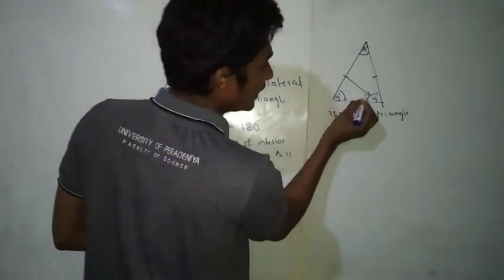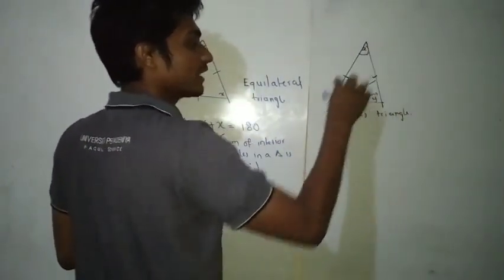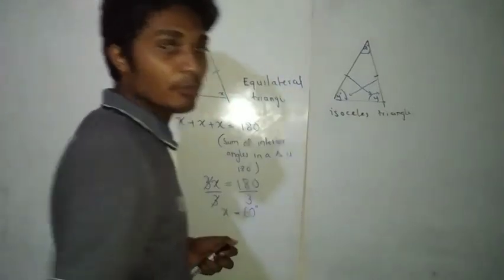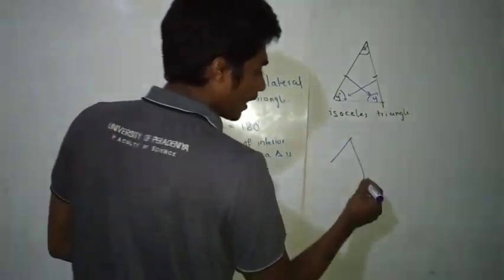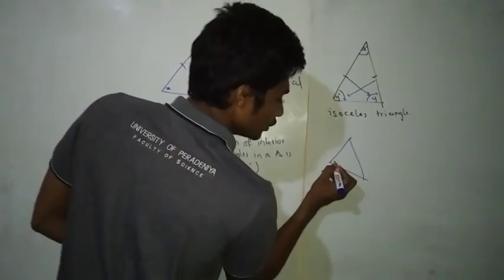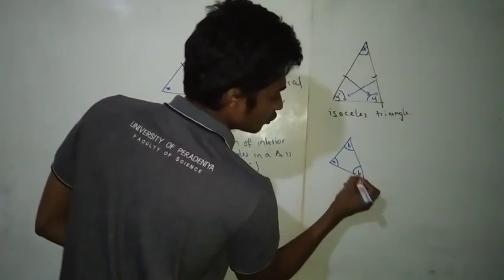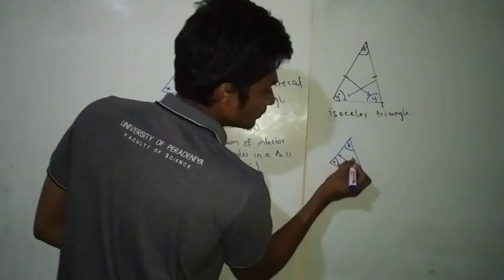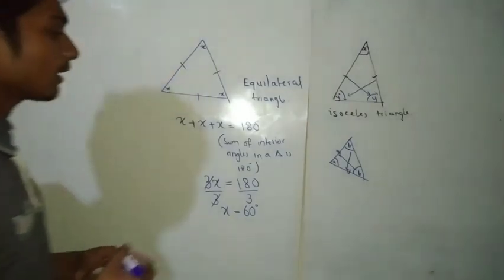Straight opposite to this side you have an angle, straight opposite to this side you have an angle, and if these 2 sides are equal, these 2 angles are also equal. Similarly, the vice versa is also going to happen. Suppose if you have a triangle, if this is A and if this is B and if this is also B, then the side opposite to this B and the side opposite to this B, both are going to be equal. So this is the complete theory.